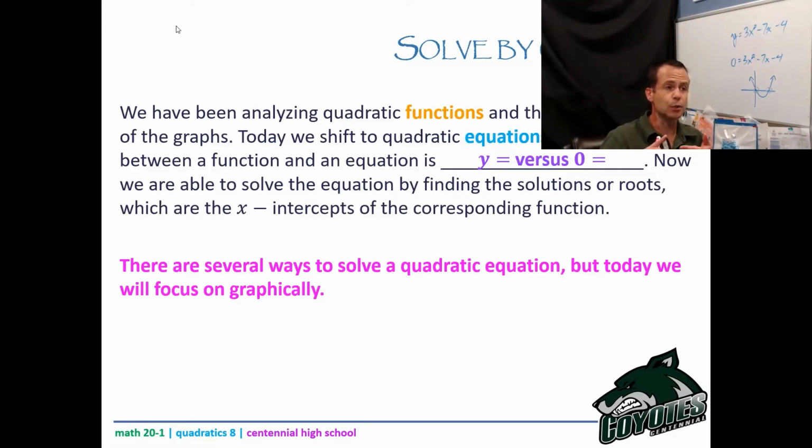Today, we're going to deal with solving by graphing. Tomorrow, we'll deal with factoring. Then we'll deal with solving by completing the square, and then we'll deal with something called the quadratic formula, okay?